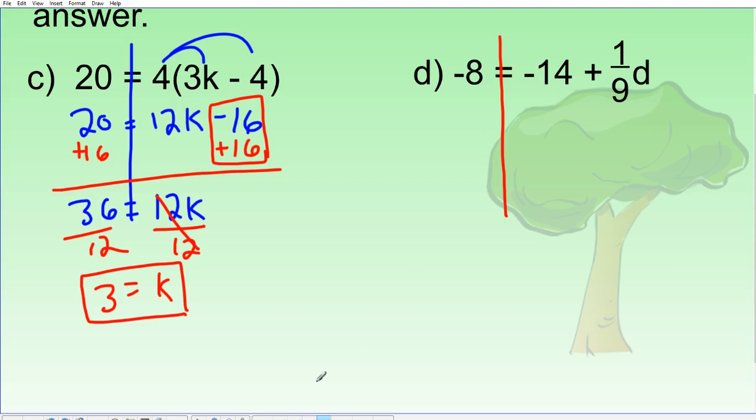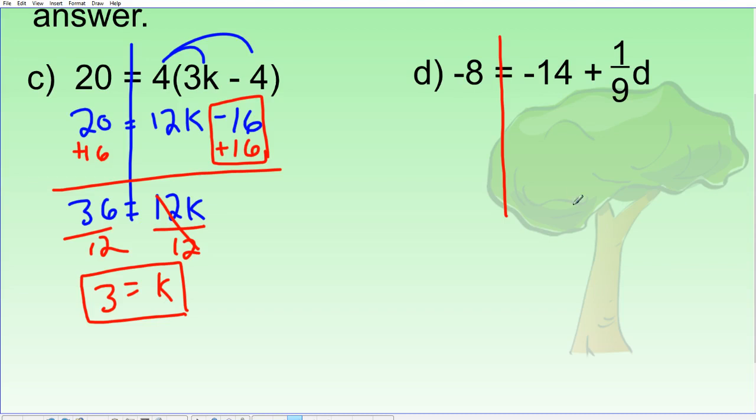So I'm looking at my problem here, and I see, well, I don't have any parentheses to get rid of. I cannot combine any like terms. I've got a D here, but there's no other D's. And this guy doesn't have anybody to combine with. So now I'm going to be getting rid of add and subtract first.